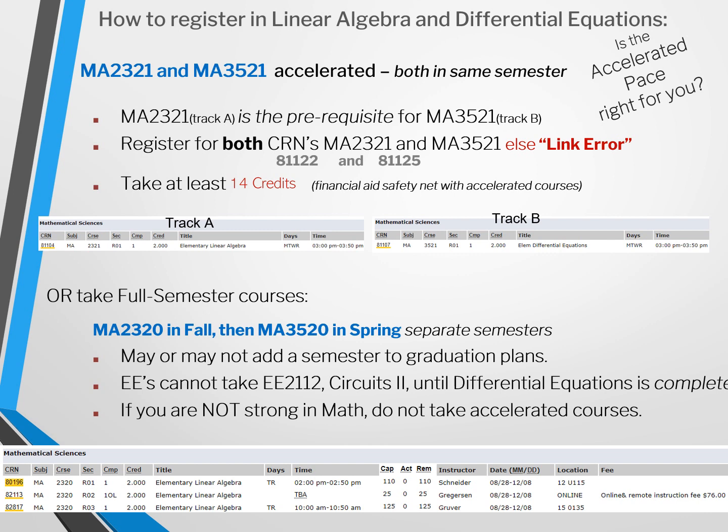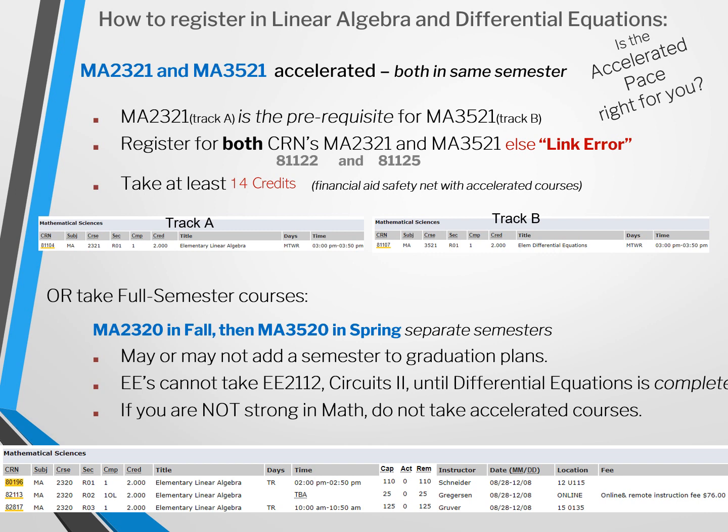If you are taking the Accelerated Linear Algebra and Differential Equations, register in both courses using two appropriate CRNs, 81104 and 81107. MA 2321 Accelerated Linear Algebra is taken in the first half of the semester, Track A, 4 days a week, followed by MA 3521 Accelerated Differential Equations taken in the second half of the semester, Track B. Linear algebra is the prerequisite to differential equations. Both sections are at the same time but in different parts of the semester so they do not conflict.